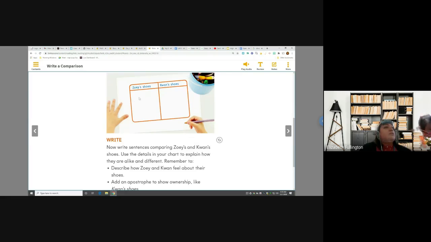And then on Zoe's shoes, you're going to tell me how she feels about her shoes. Remember, is she mad, sad, or happy? You need to go back to the story and see what happens to her shoes. That's what the shoes look like. If you go to the very beginning, let's see, page 188. If you go to page 188, it shows you a picture of the two shoes.